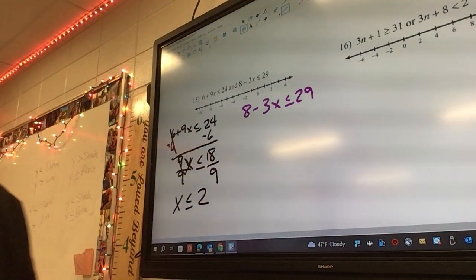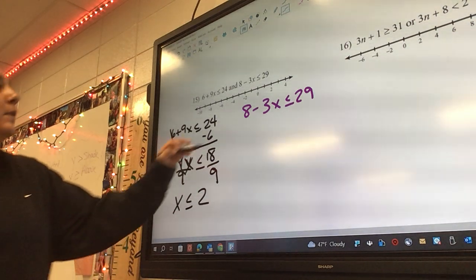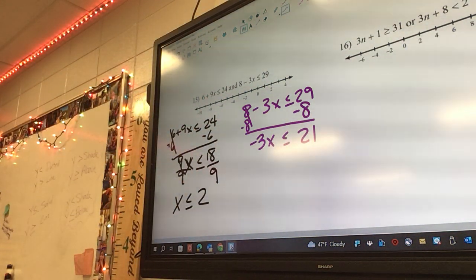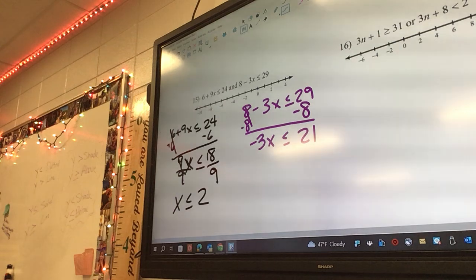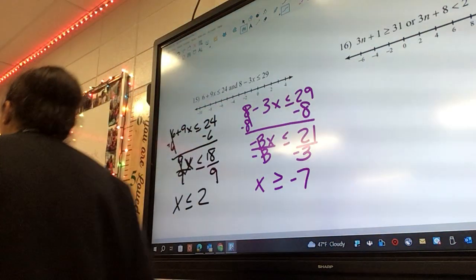Okay, equation 2. Who needs to move first? 8. Minus 8 from both sides. So I'm going to get negative 3x and a 21. Then what? Divide by negative 3. Do we need to flip? Yes. Why? Because you divide by a negative. Yep, the 3 is negative, so we do need to flip.